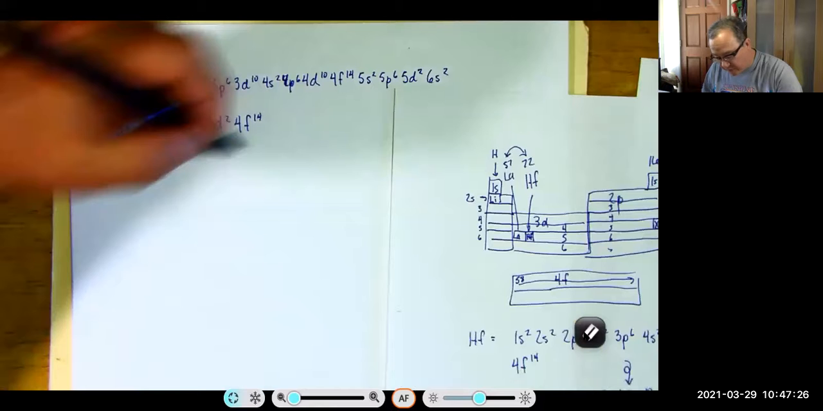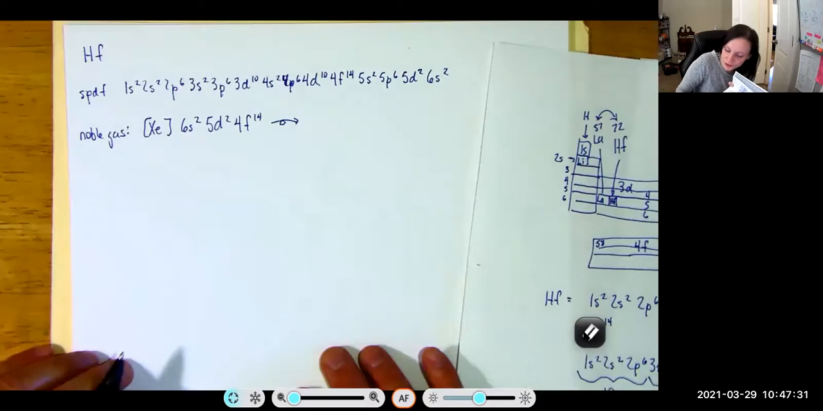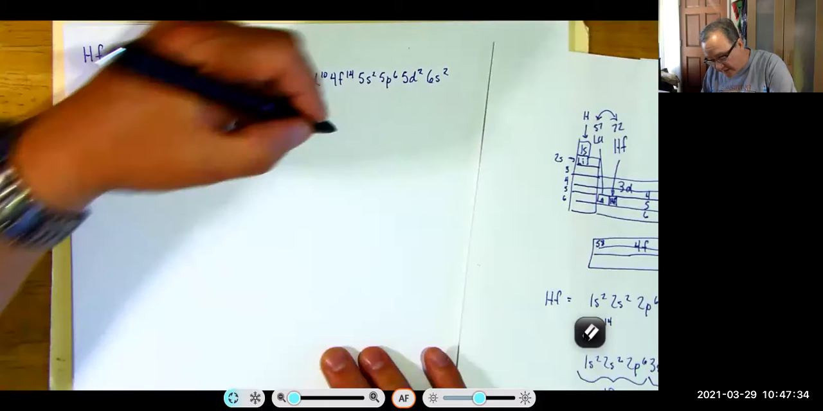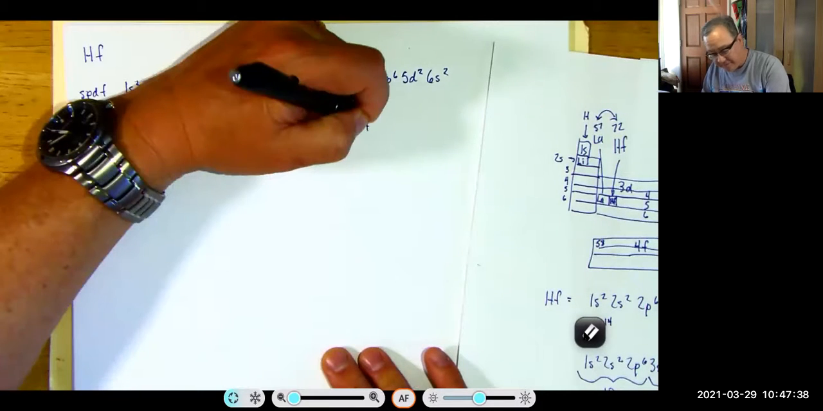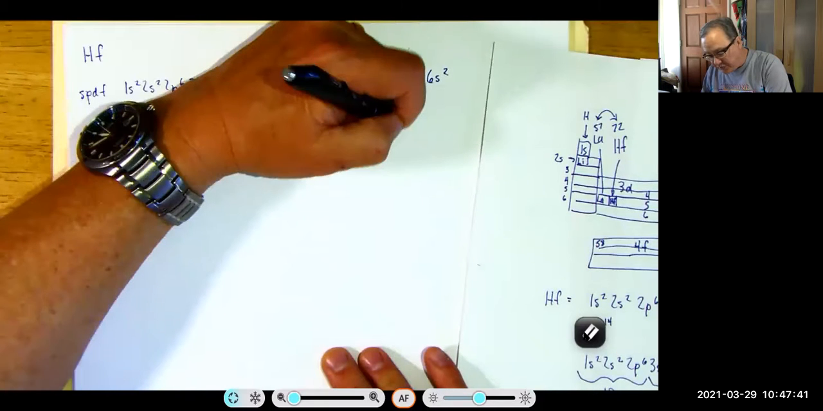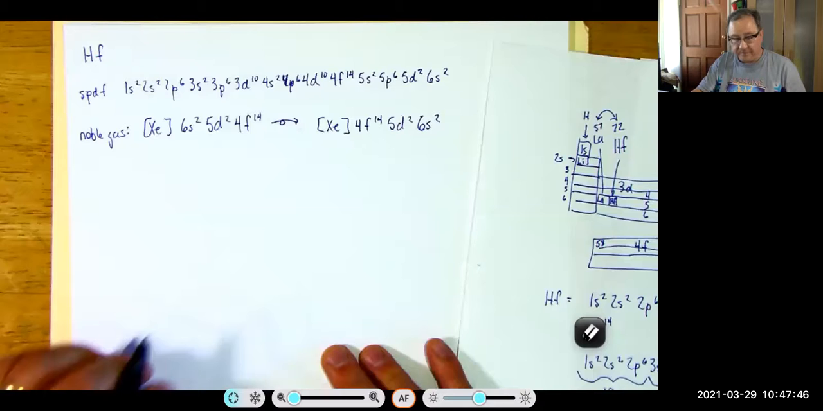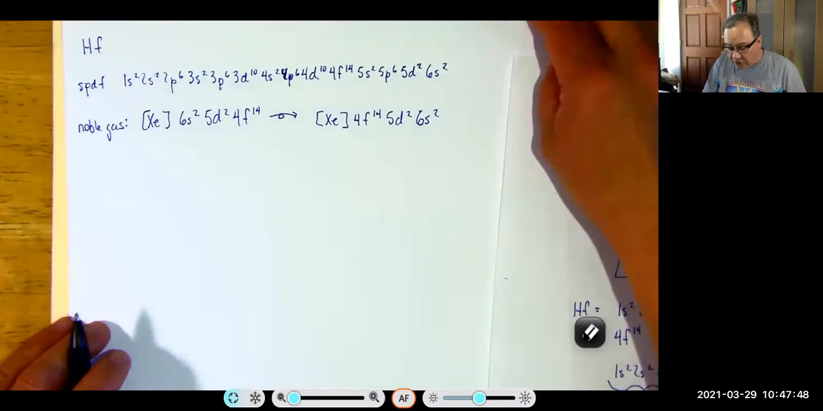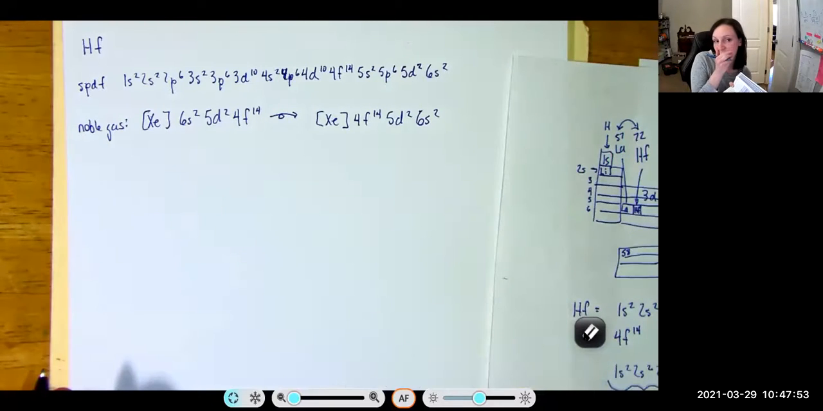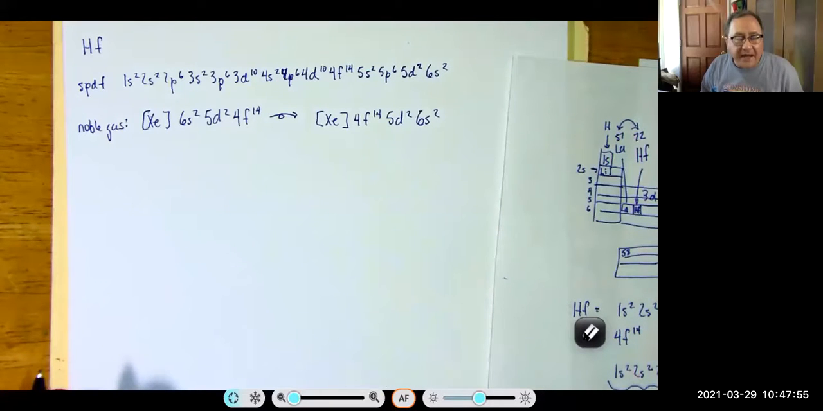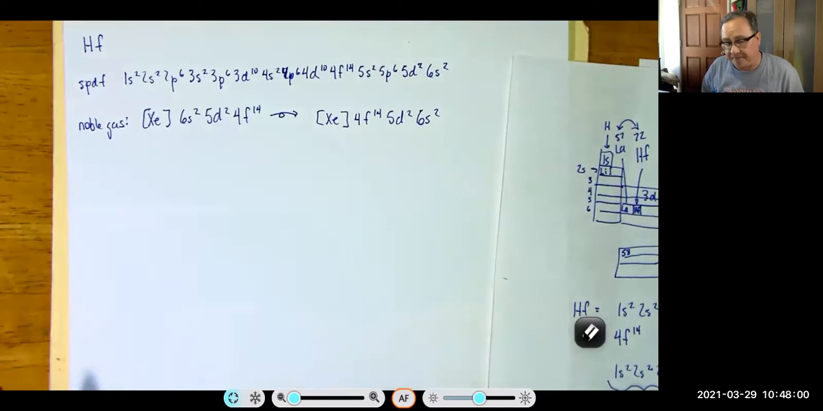Now, what does this symbol represent? Rearrange. Okay, so we're going to write xenon, 4f14, 5d2, 6s2. So this is called the noble gas configuration. To write the noble gas configuration, you start with the noble gas preceding the element in question.